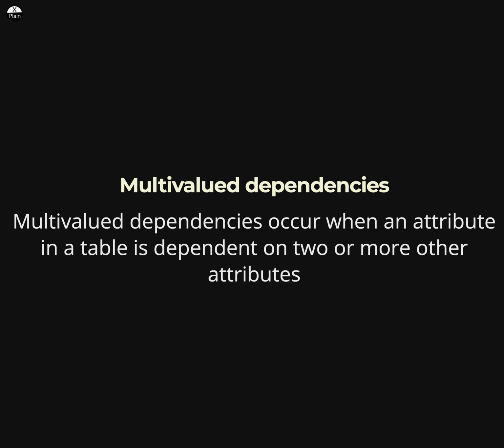To decompose this table using multi-valued dependencies, we would create a separate table for employee skills with a foreign key that references the employee ID in the original table. This new table would contain multiple rows for each employee, with one row for each of their skills.